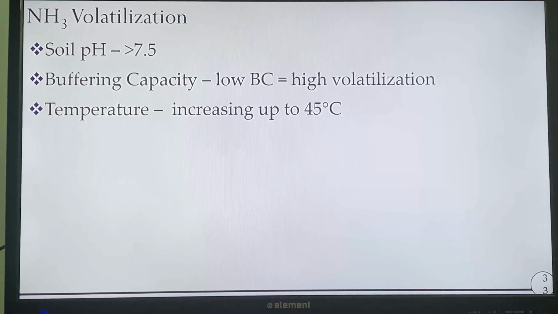The importance of this is that if for some reason this system becomes aerobic, if we get this introduction of oxygen, we can have this release of N2O gas, which is 300 times greater warming potential than carbon dioxide. We talked about how soil pH and temperature influence that, and also when we can expect to see this.